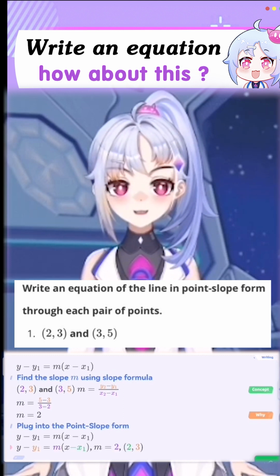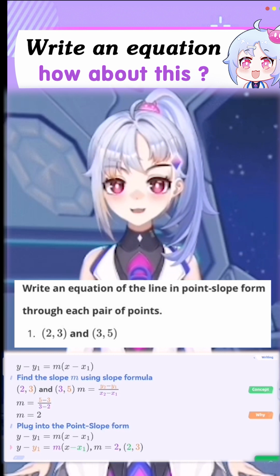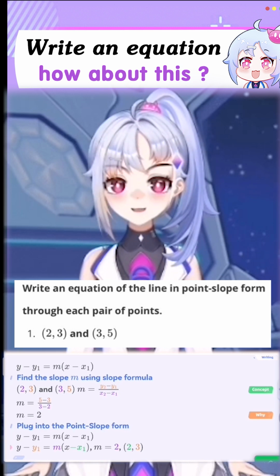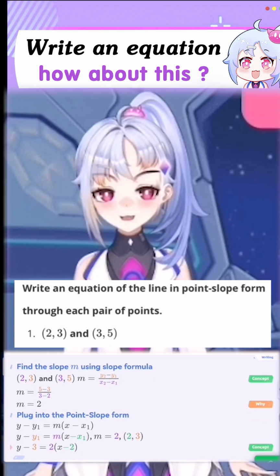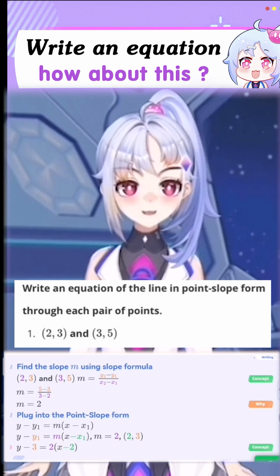Now substitute the slope m and (x1, y1) into the equation. In this question, we already set (2, 3) as (x1, y1), but in fact you can choose any one of these 2 points. So the equation in point-slope form of this line is y minus 3 is equal to 2 times (x minus 2).